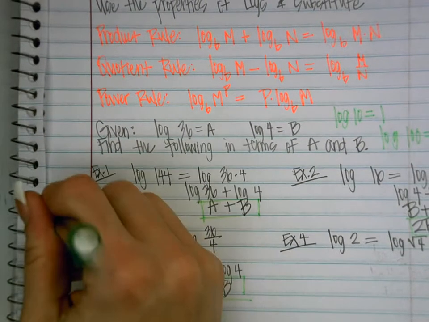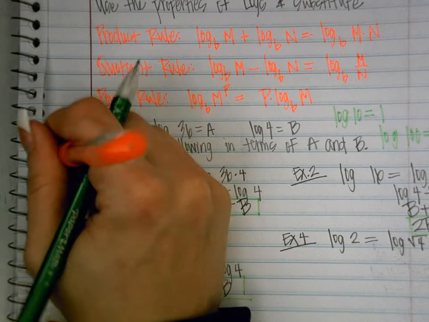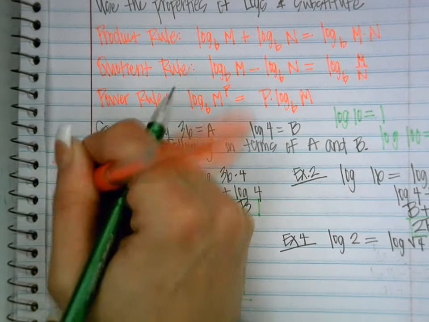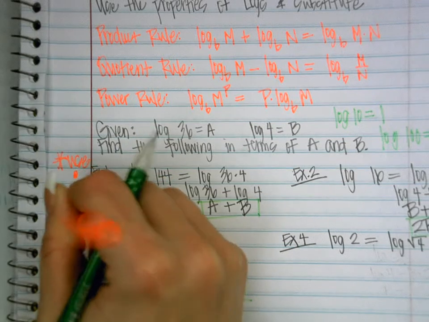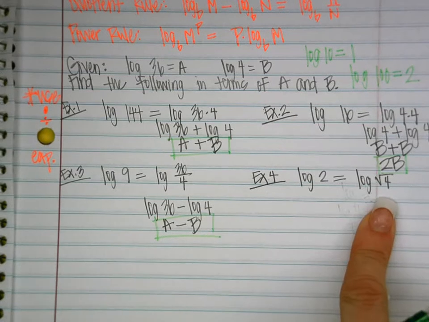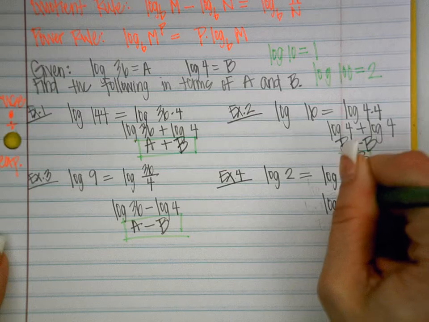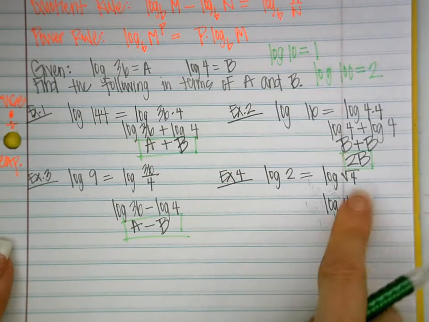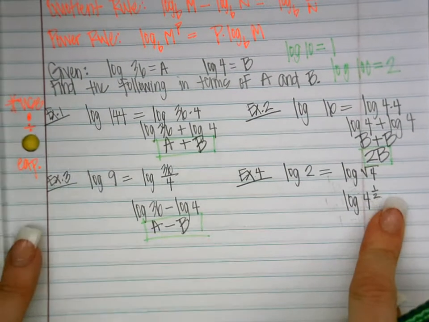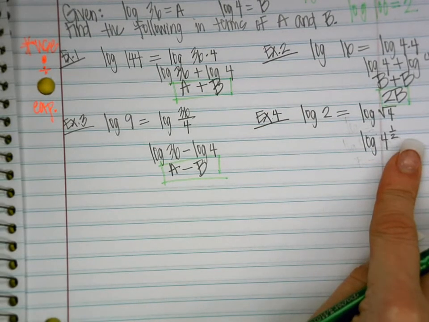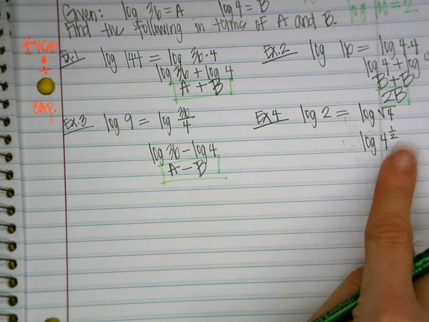So when you're doing these, I want you to write yourself a note that you're going to use multiplication, division, and exponents. Since I can't really use radicals, I'm going to rewrite that as an exponent. So basically, this is the same thing as log of 4 to the 1/2 power. Because I know what to do with a power. Which property does that apply to? The power rule.